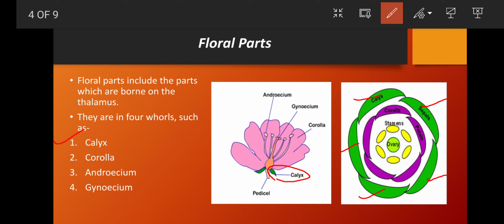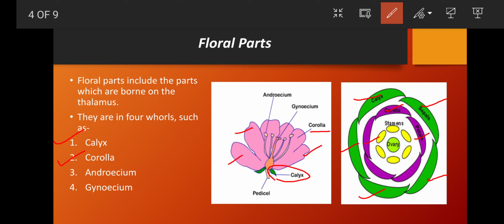Second is your corolla. Corolla is collectively formed of colorful petals. They form the second whorl of a flower. It protects the inner two whorls and also attracts the insects for the pollination process. The pink colored structure of the flower is termed as your corolla, and it is the second whorl.